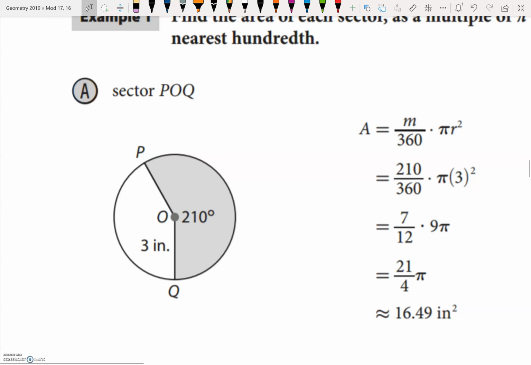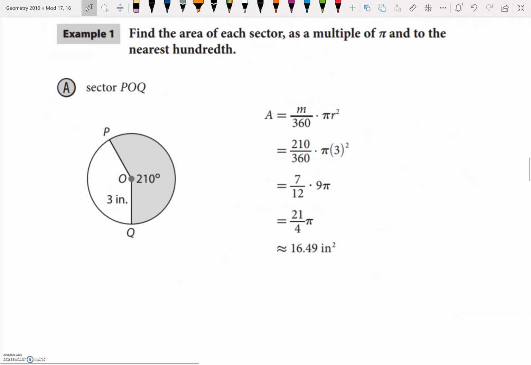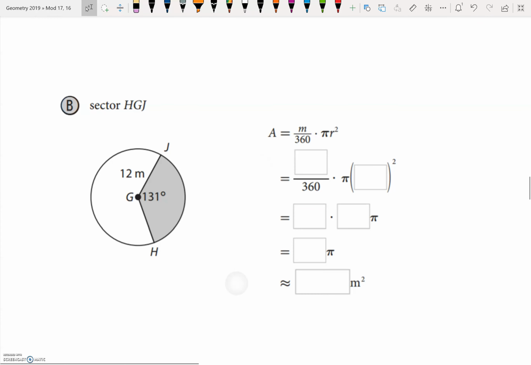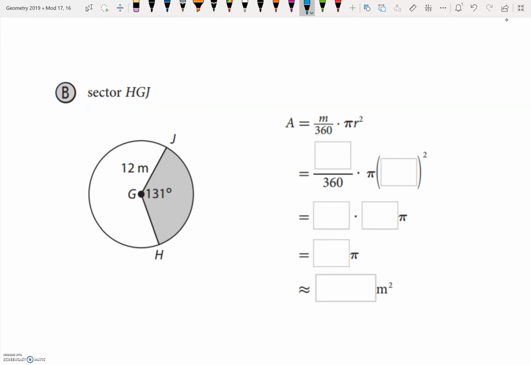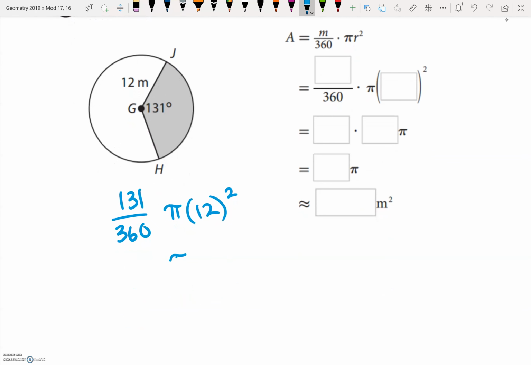So if we wanted to go ahead and try, well, I'll just skip this because this example is done for us. So let's just go on to B. If we want to figure out the area of this sector, it's going to be pi times 12 squared times 131 over 360. It doesn't matter if I put it here or in the front. I just put it here because I didn't have any space, but we'll move it around so we get used to seeing it like that. So this is pi times 144. And then you could just use your calculator for this.